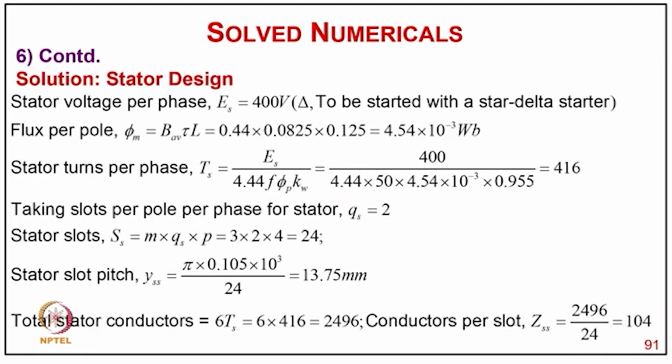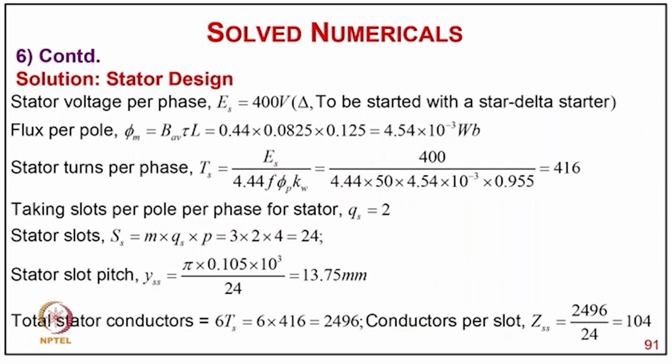Now coming to stator voltage per phase, that is given as 400 volt for delta connected winding. The flux phi_m equal to B average tau into L, so this comes to 4.54 into 10 to the power minus 3 Weber. Stator turns per phase comes Ts equal to E upon 4.44 f phi_m into Kw, so this comes to 416. Taking slots per pole per phase equal to 2, so stator slots is m into q into P.